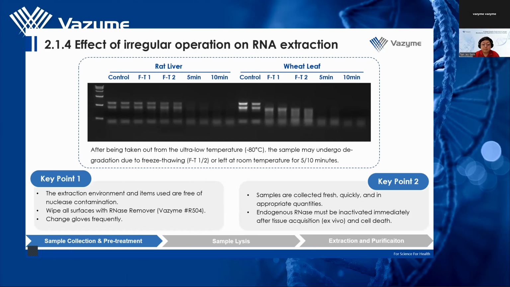Now, improper sample storage can lead to RNA degradation. This figure on the slide shows RNA degradation in samples after 1 to 2 rounds of freeze-thaw cycles and 5 to 10 minutes at room temperature following the removal of the samples from -80 degrees. Significant degradation can be seen in these samples, as you can see on the slide. All right. In summary, the key points of sample storage are as follows. Ensure no RNase contamination by using RNase-free consumables throughout the experiment, and make sure you use fresh samples and appropriately store raw samples to prevent RNase activity.